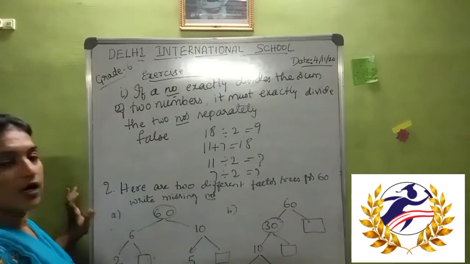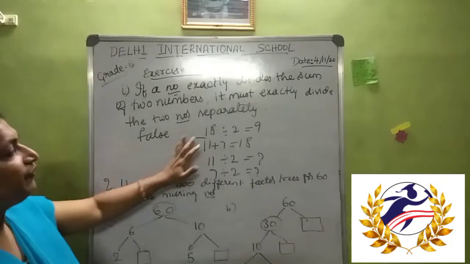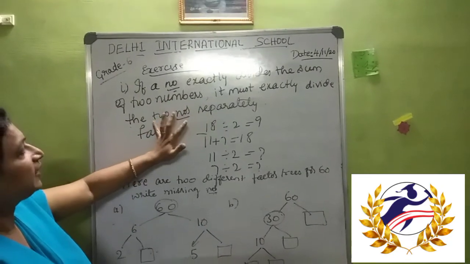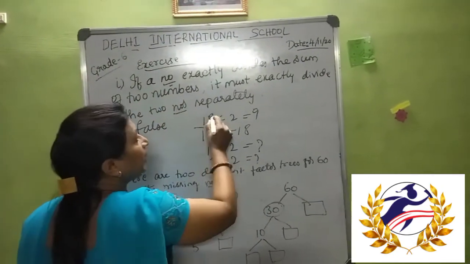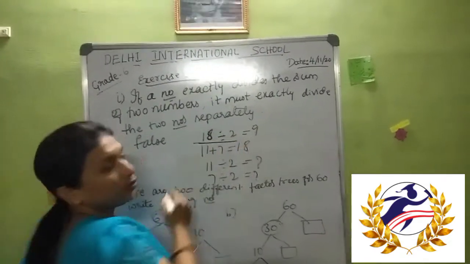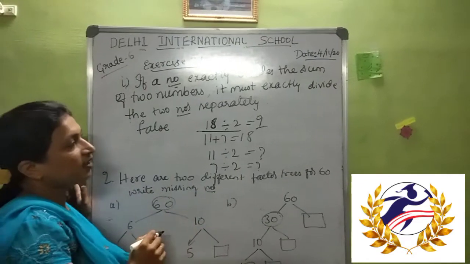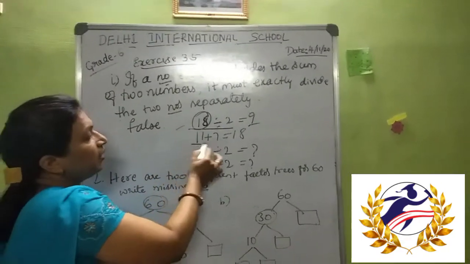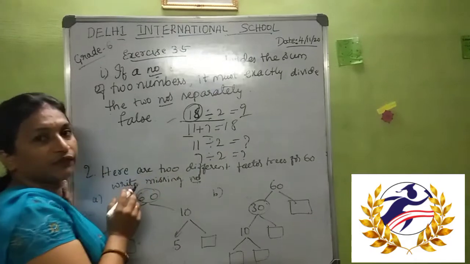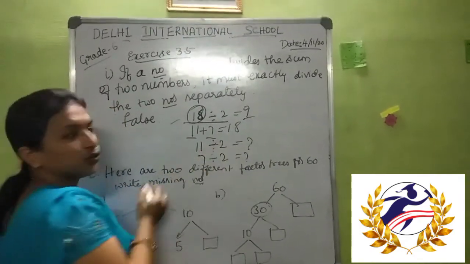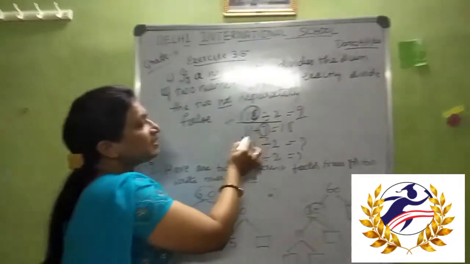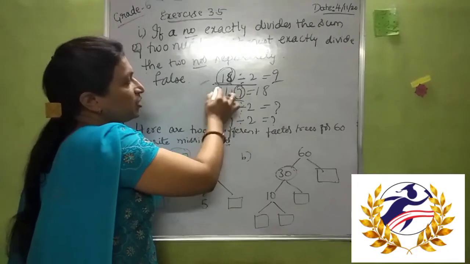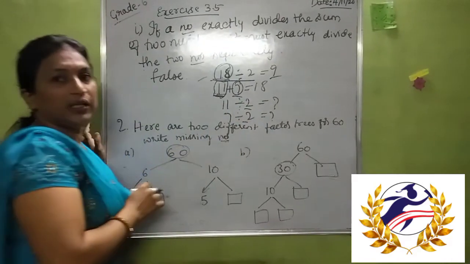Why? I took examples here. If a number exactly divides the sum of two numbers, it must exactly divide the two numbers separately. So I took 18. 18 divided by 2, if we do, we will get 9, isn't it? We will get the answer 9 and the remainder will be 0. If I take the sum of 18 as 11 plus 7, this 11 cannot be divided by 2 and this 7 cannot be divided by 2. If I separate the sum into these numbers which make up the sum, they will not be divided by 2.